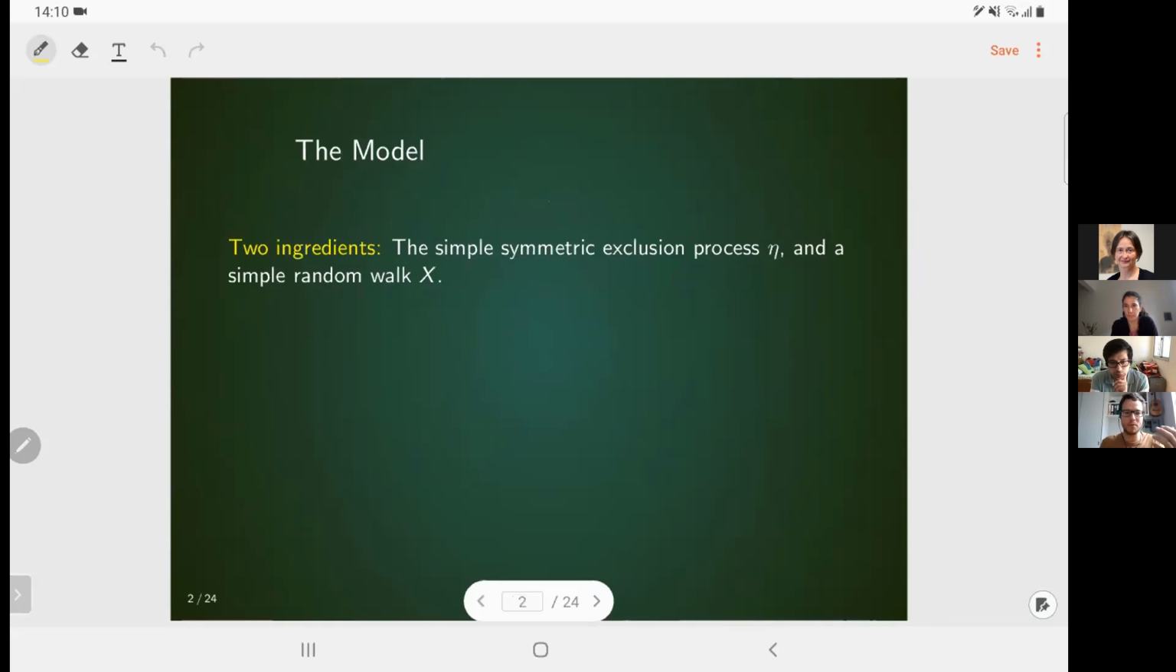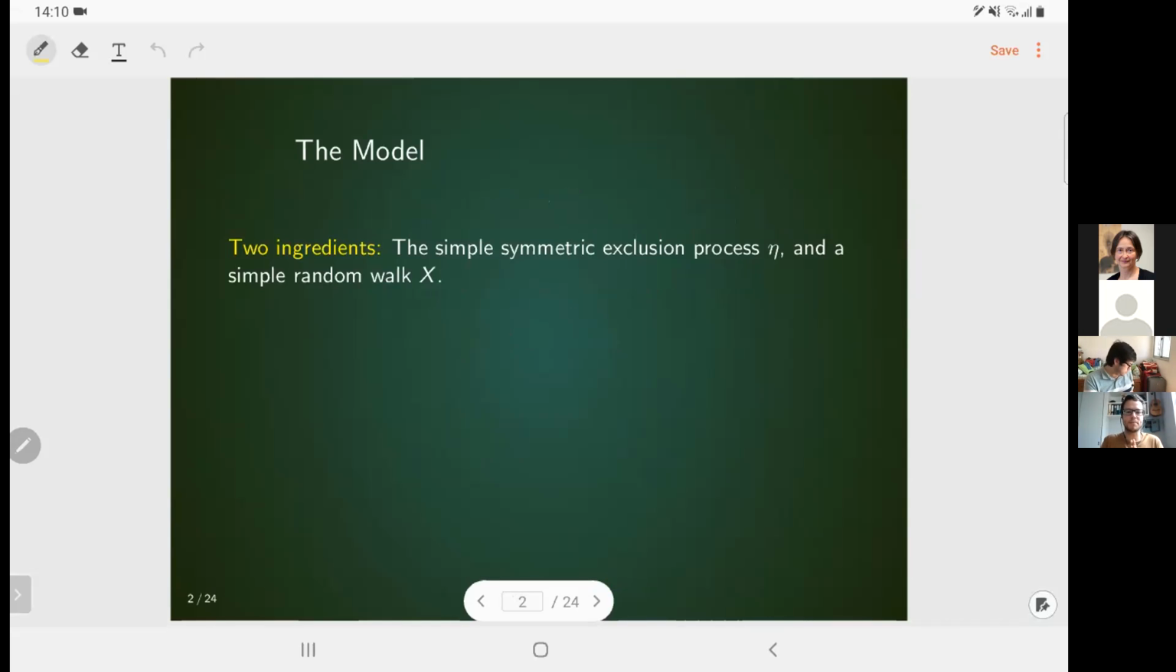So let me describe the model. And actually, the model is relatively simple. It has only two ingredients. On the one hand, the simple symmetric exclusion process, which we call eta, and on the other hand, simple random walk X. So I suppose that most of you know what the simple symmetric exclusion process is, but for those who don't, I will simply describe it in 2 minutes.